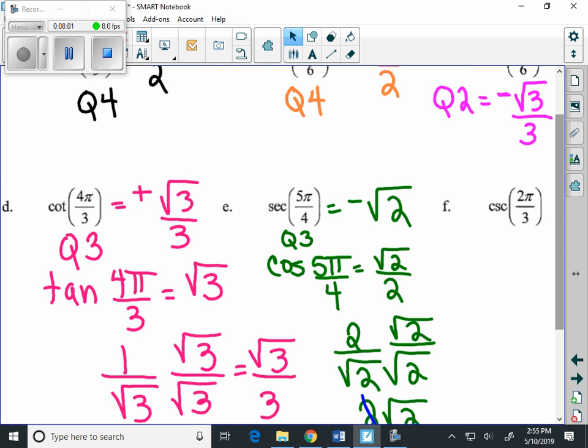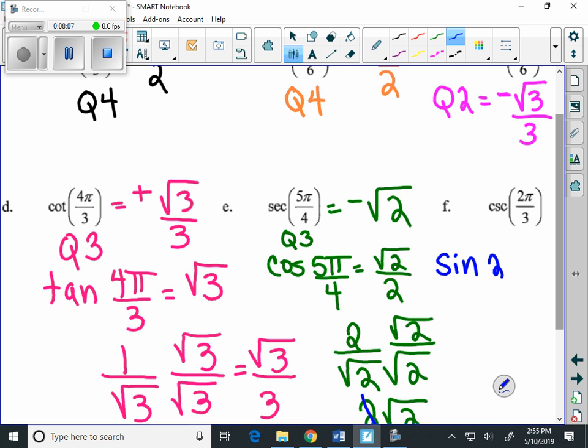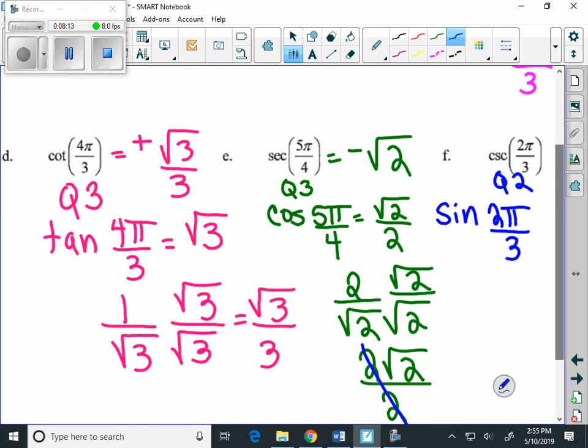Cosecant. Reciprocal function is sine. Before I get going too far along, this is in quadrant 2, and sine is going to be positive. And this one I don't have space to fit right beside, so when we finish this here, 2 pi over 3, again, use your hand gesture if you need to. It's going to be square root of 3 over 2.